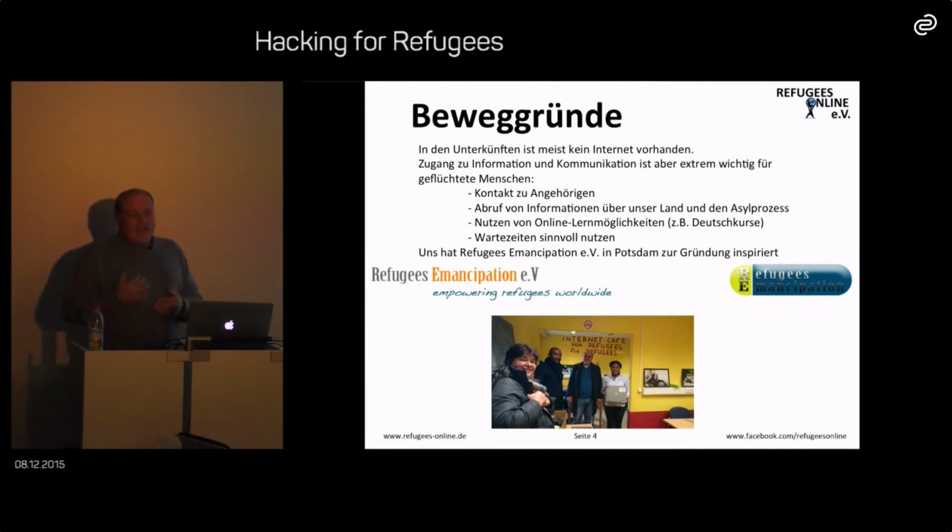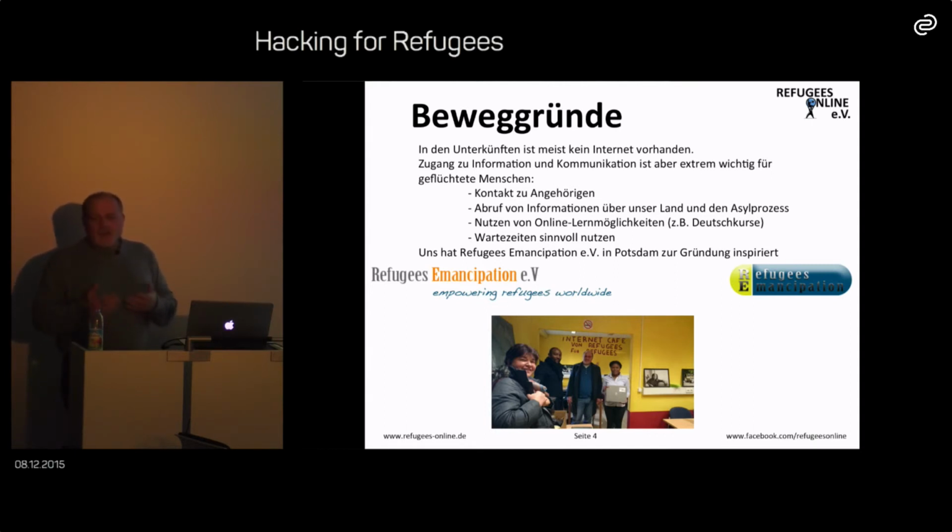And I said, well, I'm an engineer, I'm sorry. I would like to have something technical. And then I started to look on the internet and do some Google searching on initiatives with a more technical background. And I found Refugees Emancipation. Refugees Emancipation is also a charity organization. They're based in Potsdam, which is close to Berlin. And this association is completely organized by refugees themselves.